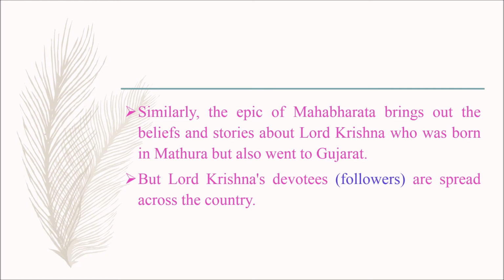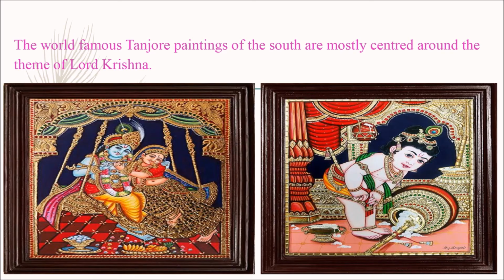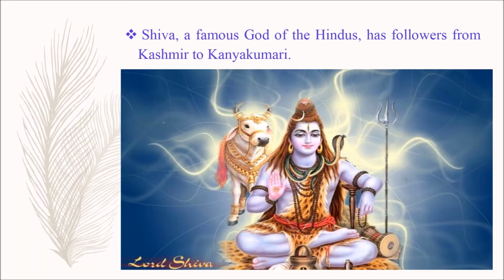But Lord Krishna's devotees, here devotees means followers, are spread across the country. The world famous Tanjore paintings of the south are mostly centered around the theme of Lord Krishna. Here we can see the pictures of famous Tanjore paintings of Lord Krishna. Shiva, a famous god of the Hindus, has followers from Kashmir to Kanyakumari. Here we can see the picture of Lord Shiva.